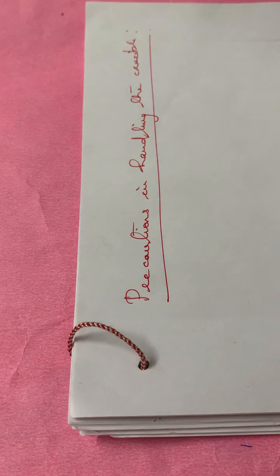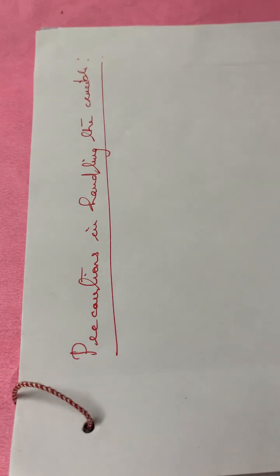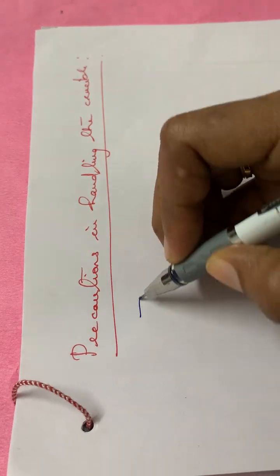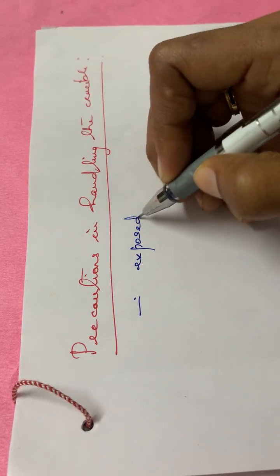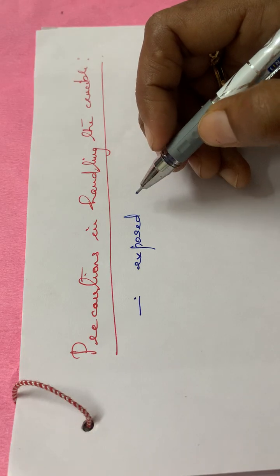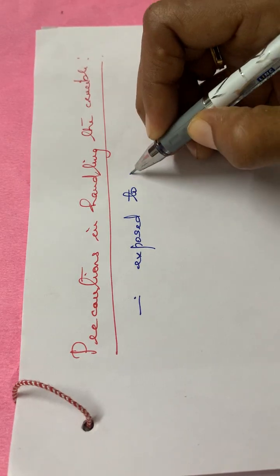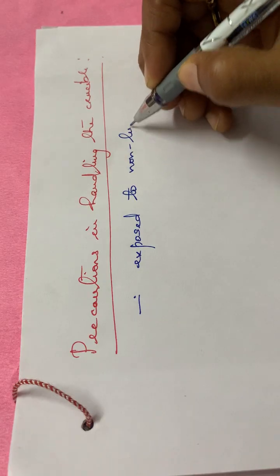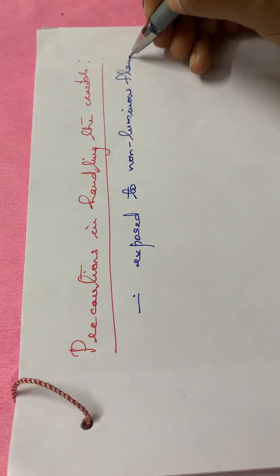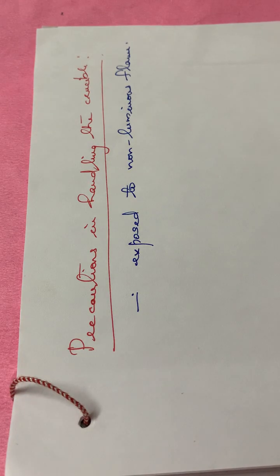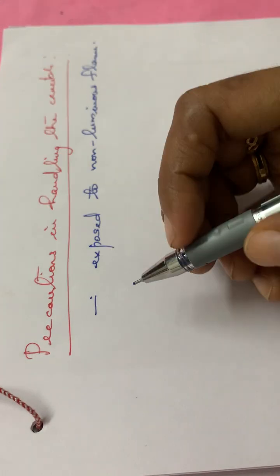Precautions in handling the crucible. The first point is that the crucible should be exposed to a non-luminous flame. We should not be using a luminous flame. It should be exposed to a non-luminous flame, that means from the Bunsen burner. We are igniting the precipitate in a Bunsen burner.